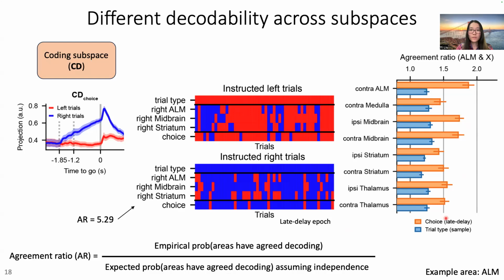Here we're showing the summary of all the area pairs consisting of ALM and another area. The orange bars are the choice agreement ratio calculated at the late delay epoch, and the blue bars are the trial type agreement ratio at the sample epoch. We see that all these values are well above 1, which shows that the coding of task-related variables is highly correlated between brain areas.